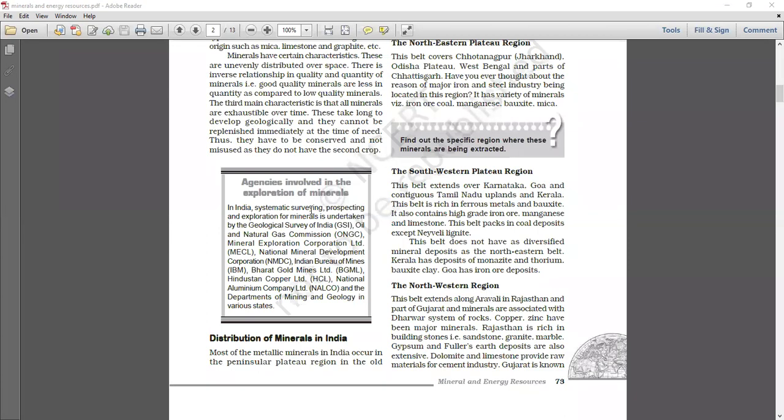These are some of the agencies which are involved in the exploration of minerals। तो explore करने के लिए तो पहले कौन सर्वे करता है कि भाई मिनरल्स जो हैं वो कितनी क्वांटिटी में हैं, इन रॉक्स में which mineral is present, in how much quantity। This is done by the Geological Survey of India, GSI. These are some of the agencies involved in the exploration or extraction of minerals: Oil India Limited, Natural Gas Commission, ONGC, Mineral Exploration Corporation, NMDC, HCL, NALCO, that is National Aluminium Company Limited.